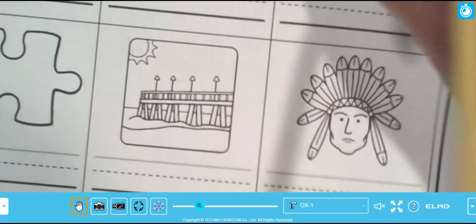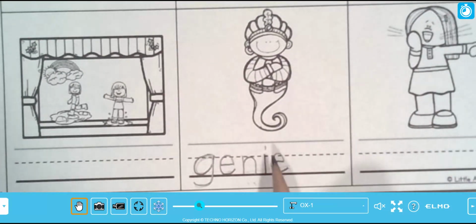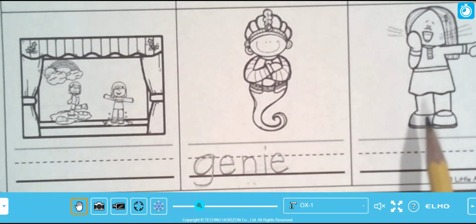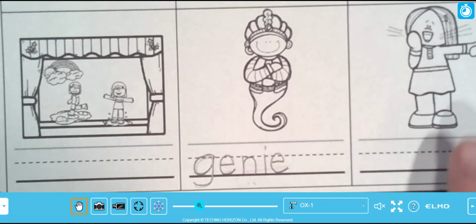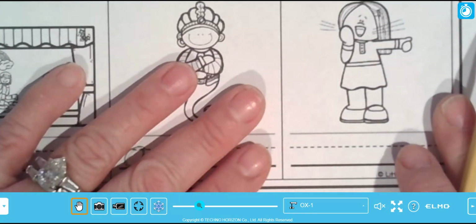Let's go down here to these pictures. Which one of these? Well, it can't be this one, right? We know this one's genie. But is it this one or this one? Which one shows shriek? Yeah, this one, right? Because she's yelling out. She's shrieking. So let's put shriek here.